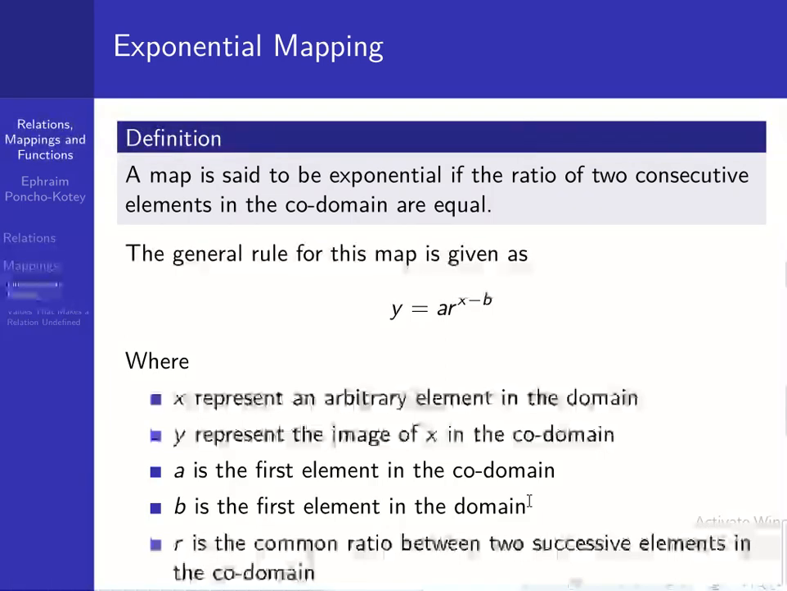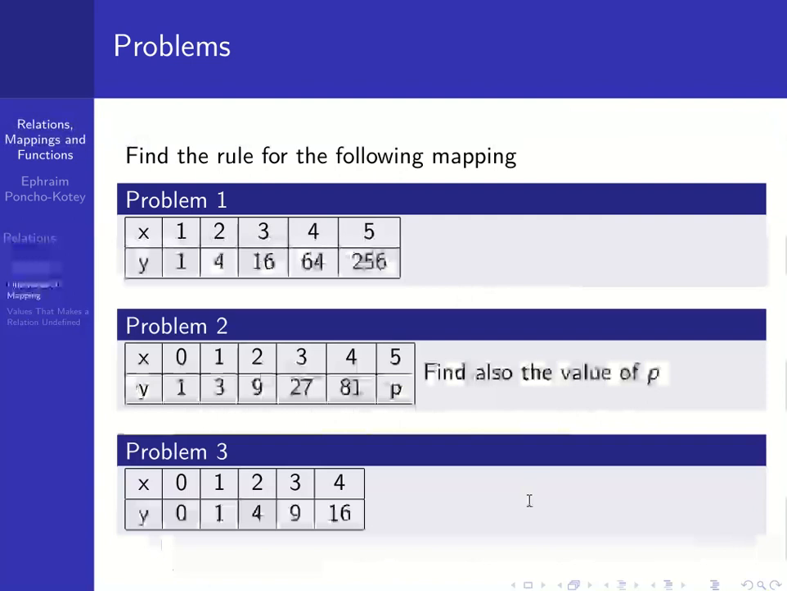Now with this relation, y equals a r to the power x minus b, our x is an arbitrary element in the domain and our y is an image in the codomain. Our A is the first element in the codomain. Our B is the first element in the domain. R is the common ratio between two successive elements in the codomain. So with this, let's try an example. In this one, I just try one of them and leave the rest for you to try.